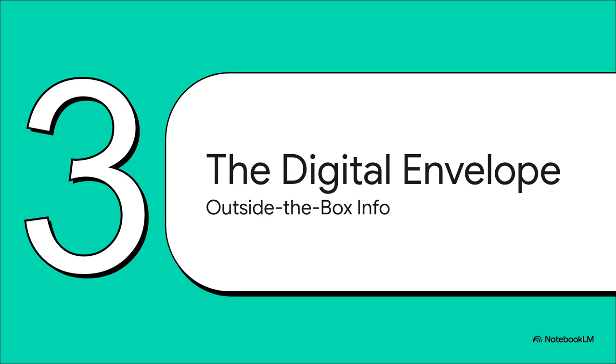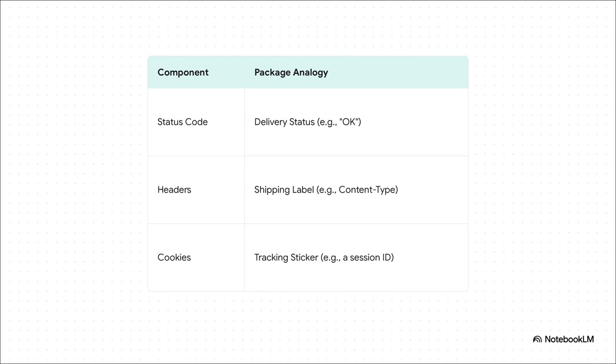So our inspection kicks off with those first 3 checks on the list. And what's really cool is that you can learn a whole lot about the package before you even think about opening it. First, the inspector checks the delivery status, which we call the status code. Then, they glance at the shipping label, or the headers. That tells us what kind of stuff is inside. Is it text, an image? And finally, they check the tracking sticker, which are the cookies that help the server remember who you are.